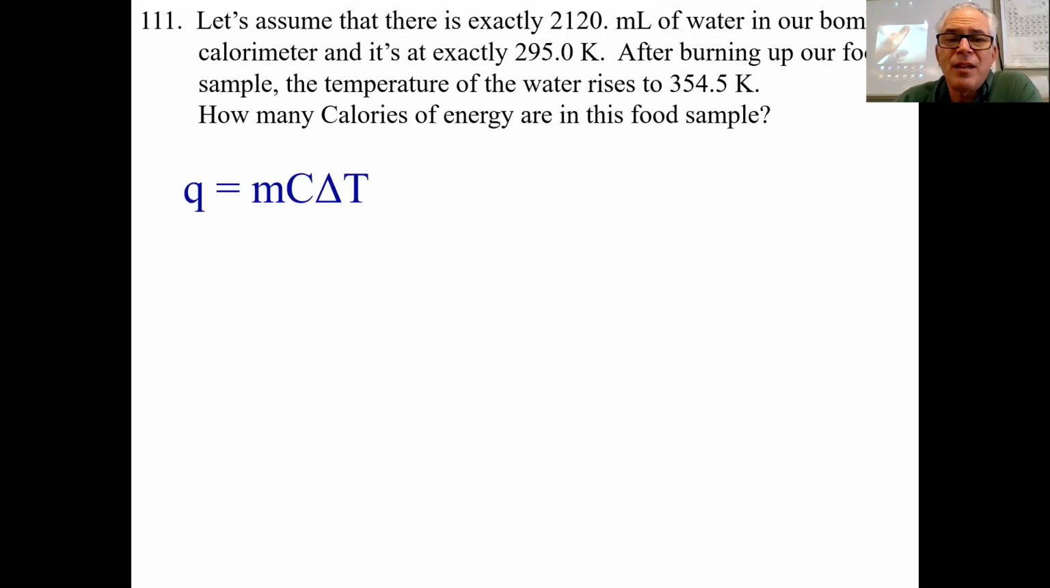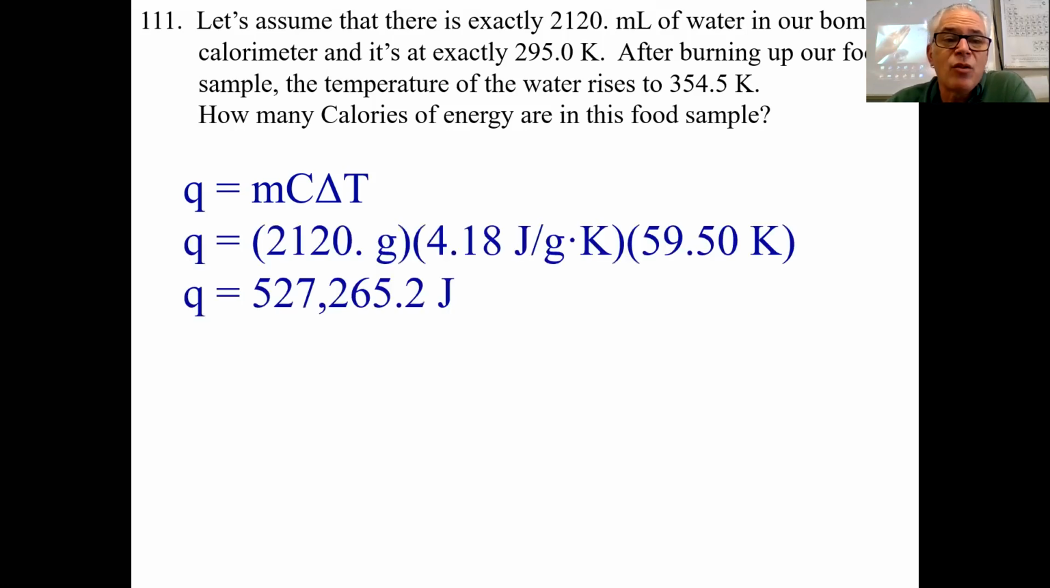So Q equals m C delta T. That's going to be our formula. We can't figure out calories directly. We've got to figure out joules, and then we'll convert it. One thing at a time. So what's the mass of the water? 2,120 grams. Is it water? Yes, it's pure water, so we use the 4.18 joules per gram per Kelvin constant. What is the delta T? That's 354.5 minus 295, so the temperature of the water goes up 59.50.